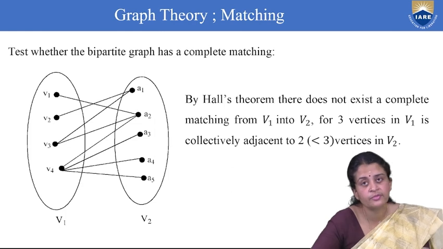Here we can see whether these two graphs have complete matchings from V1 to V2. Here three vertices, V1, V2, V3, are simultaneously matched, or collectively matched, only to the vertices A1 and A2. So by Hall's theorem, we cannot find a complete matching from V1 to V2.